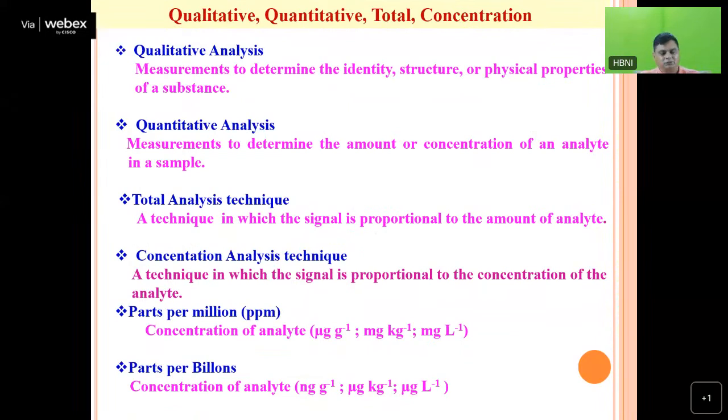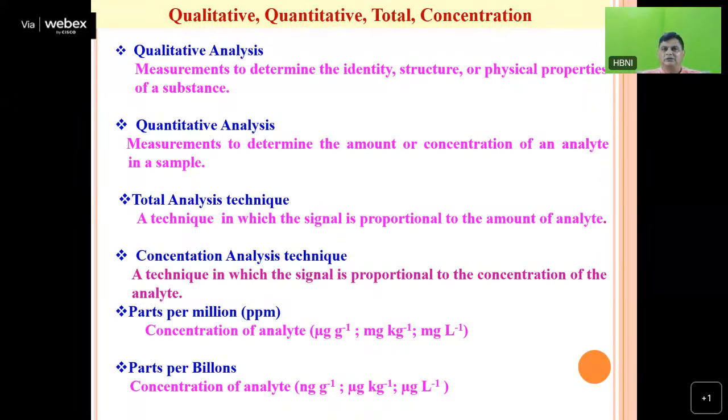Then there are two kinds of analysis: one is qualitative analysis, the other is quantitative analysis. The qualitative analysis, as the name says, is when I am only interested in whether elements like zinc, cadmium, copper, barium, and lead are present in this particular matrix. That is termed qualitative analysis. But when I want to know the amount of lead, cadmium, or copper in that particular matrix, then we term it quantitative analysis.